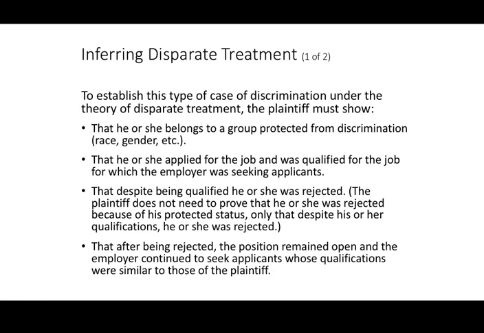So in terms of how we infer that disparate treatment has occurred, how do we infer that someone was treating somebody differently because of their membership in a protected class? Well, here are the steps of the prima facie case that the individual needs to make. That individual has to claim that they belong to a particular class that is protected from discrimination. It could be race, it could be gender, it could be religion, it could be ethnic origin, etc. That he or she applied for the job and was qualified for the job. So they have to make sure that the evidence was out there that they were qualified for the job. It shows up on a resume, it shows up on an application blank, that despite being qualified, they were rejected.